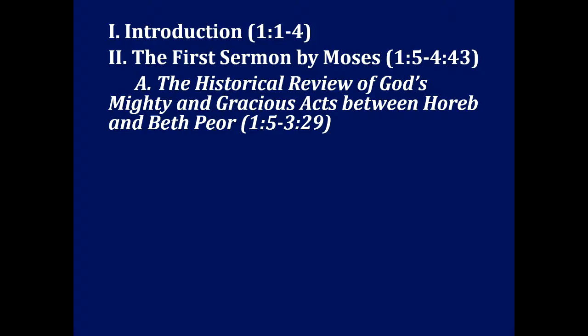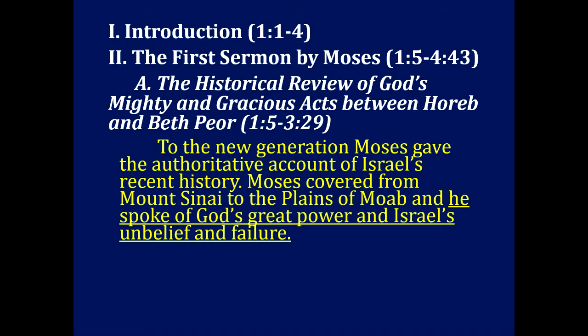gives. So the first one, we have the historical review of God's mighty and gracious acts between Horeb to Beth Peor, starting in chapter 1, verse 5 through 3:29. So 1:5 says this: across the Jordan in the land of Moab, Moses undertook to expound this law, saying, the Lord your God spoke to us at Horeb, saying, you have stayed long enough at this mountain, so now the journey begins and they're going to depart.